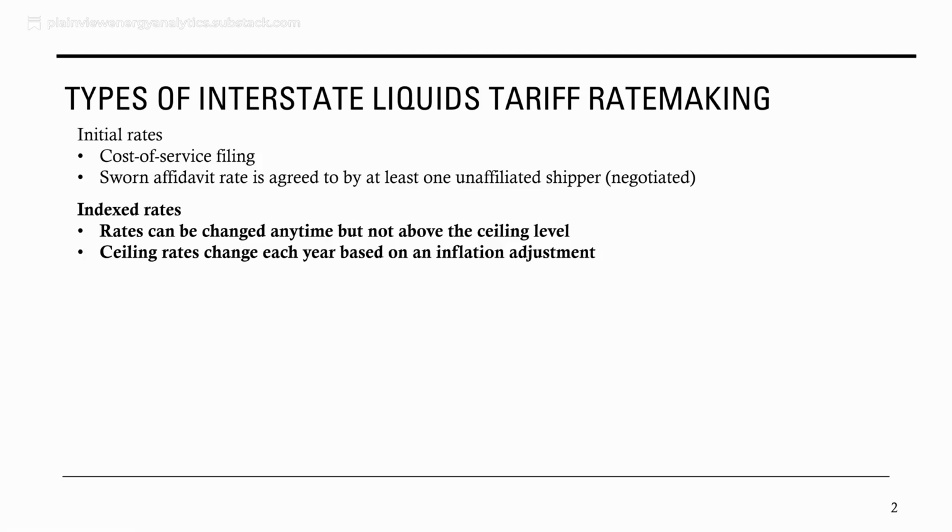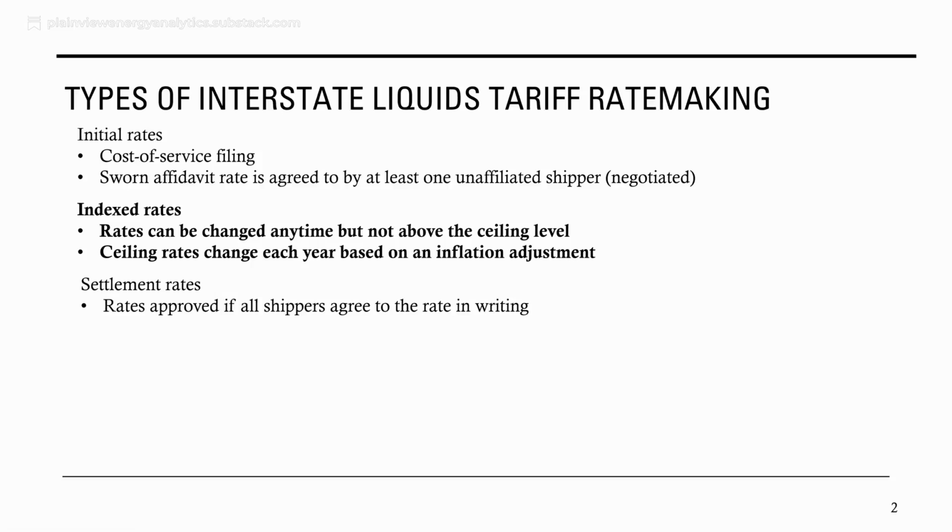After the initial rate, there's a few options of types of rate making or rate structure that you can have on your liquids pipeline. The first is the most common, and it's the one we'll talk about today. It's index rates. So basically, FERC has decided to make things simple. Once you do your initial rate filing, after that you can increase your rates by an inflation factor over time. So your ceiling rates, or the highest rate you can charge, can be increased over time based on an inflation factor, and we'll talk about that inflation factor here shortly.